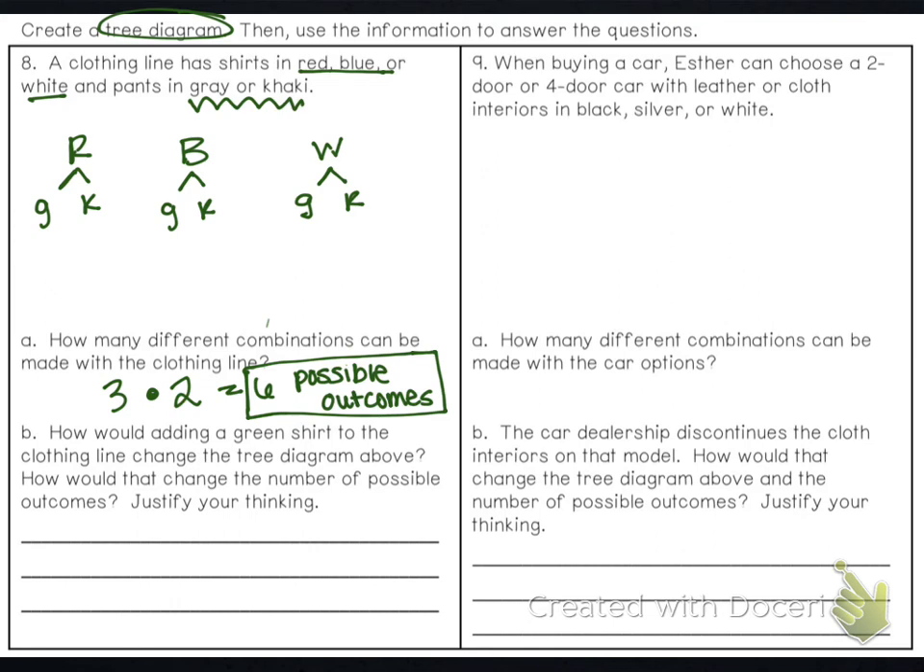Okay, and it says, how would adding a green shirt to the clothing line change the tree diagram above? Well, if we added a shirt, that means we would have to add a branch, right? And if we add a branch, that's going to add more possibilities. So that means I would have 4 shirts multiplied by 2 pant options, which equals 8 possibilities.